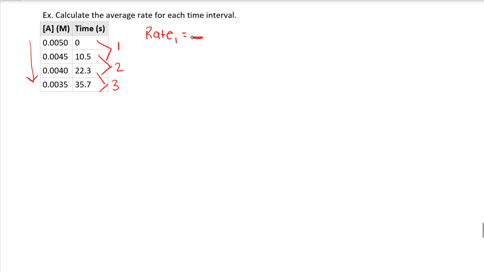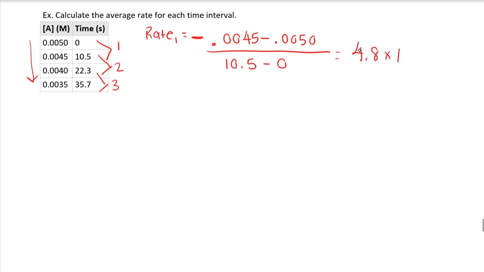So I'm going to take my final concentration of 0.0045 minus the initial concentration for that first interval. And then I'm also going to do the same thing for time. I'm going to take the final time of 10.5 seconds minus the initial time of 0 seconds. And I would get 4.8 times 10 to the negative fifth molar per second.